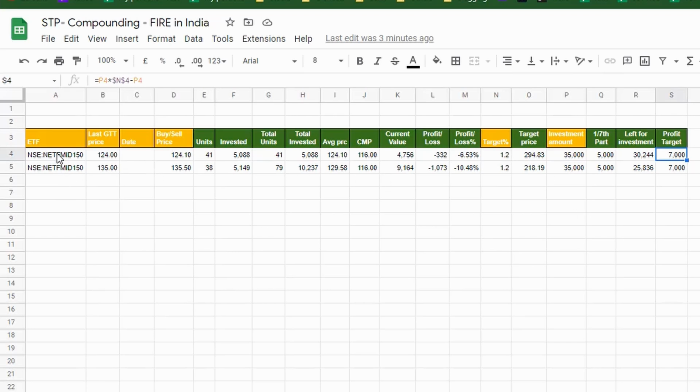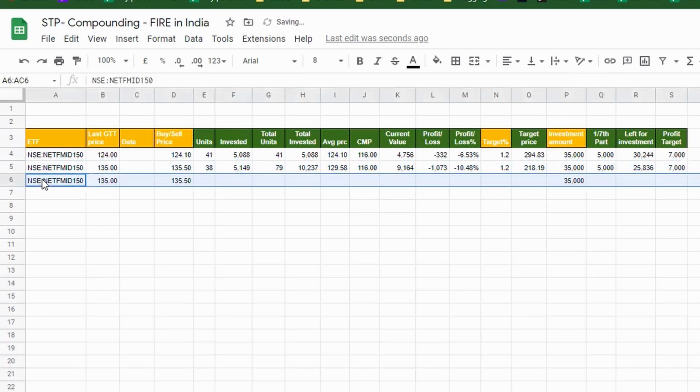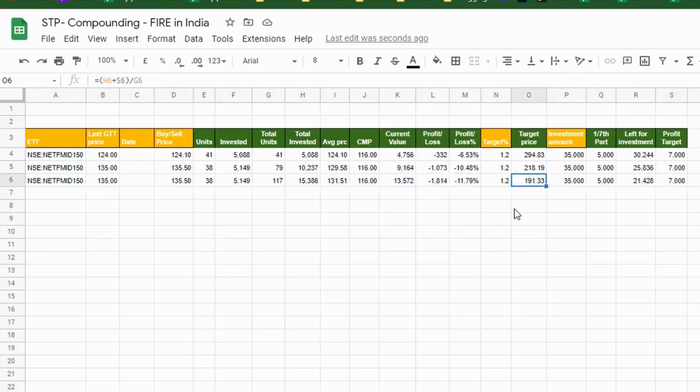So when you do the first investment, this first row would be used. When you do the second investment, use the second row. And then when you are doing the third one, just copy this and paste it into the third row and keep going on till the 7th one. And then you can track it for the profit booking. Your profit target price would also show up here in column O under target price. Again, if you have GTT facility in your broking account, you can create a GTT order for that target price.